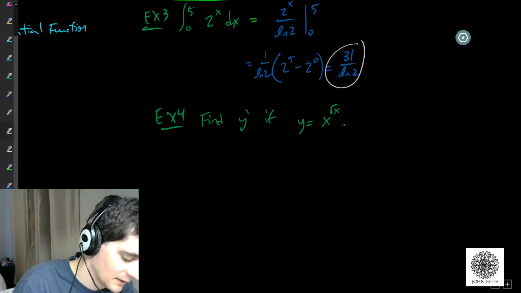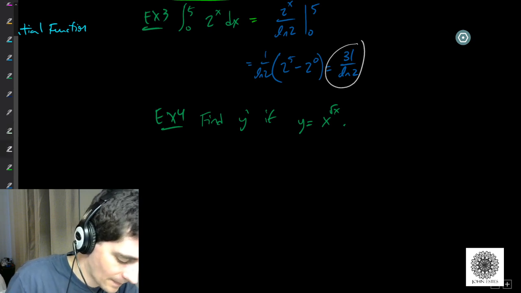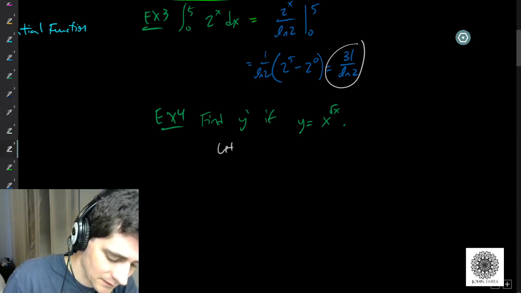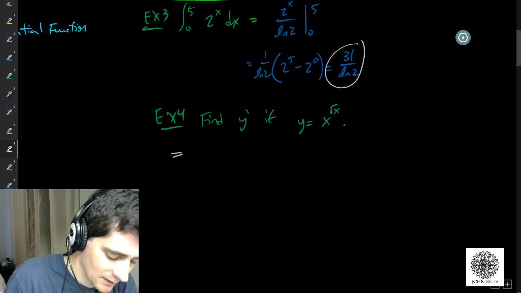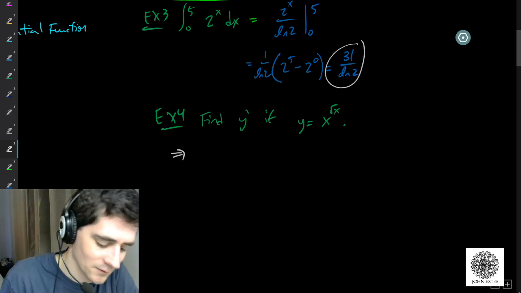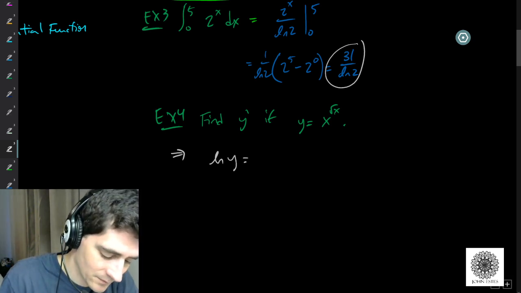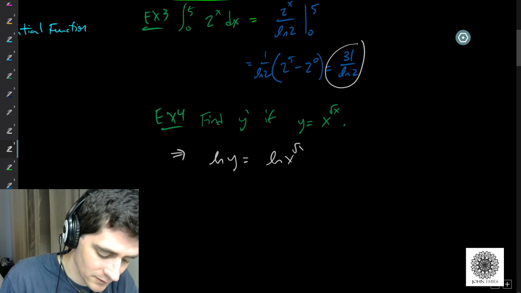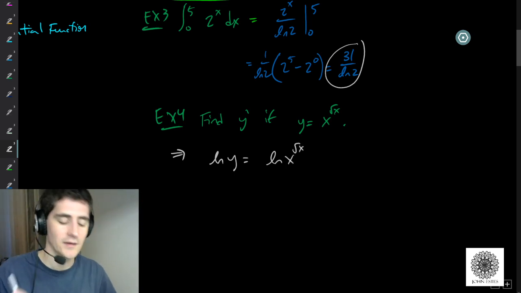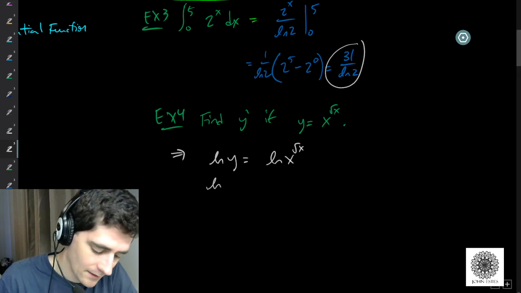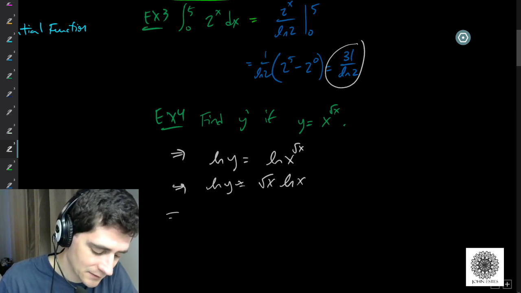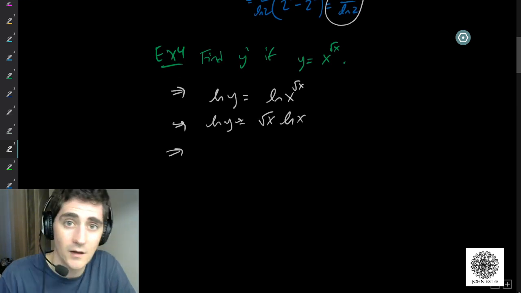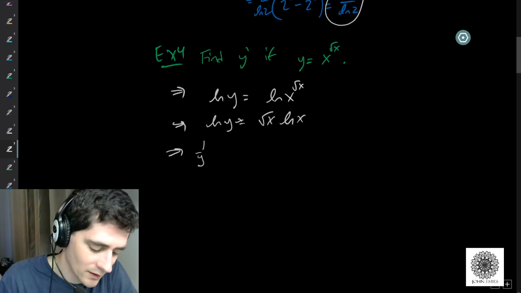So I'm going to let y equal x to the square root of x power. Let's take the ln of both sides: ln y equals ln of x to the root x power. Why is that helpful? Because now I can take the square root of x out of the exponent. And now when I take the derivative of both sides, the derivative of ln y with respect to x is 1 over y dy dx.